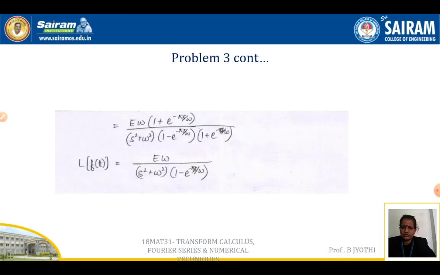So e omega into 1 plus e power minus pi s by omega divided by 1 minus e, again by splitting. So we can cancel the numerator and denominator, and we will be getting this result.